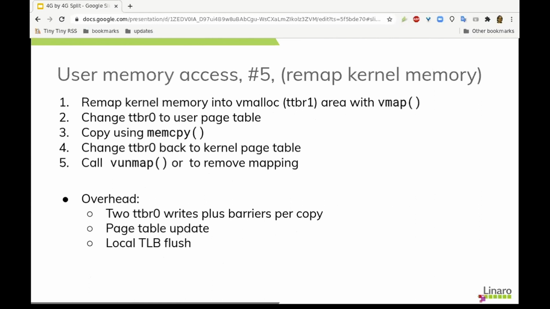Another approach is, rather than mapping the user space into the kernel, we just map the linear page to a different location in the vmalloc area, and then do a memcpy there, which is a little bit cheaper than mapping user space, but we still have to update the page tables and flush at least one TLB locally, and we'd still have the reload of the base register.